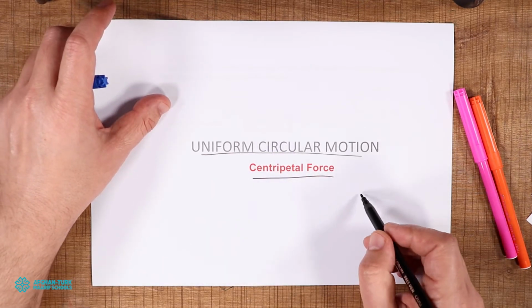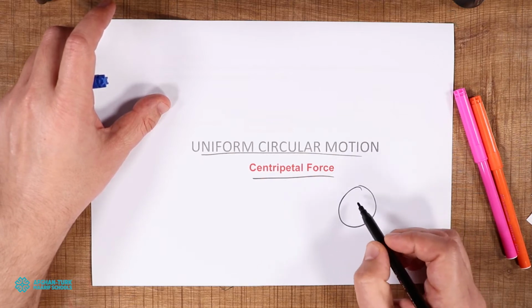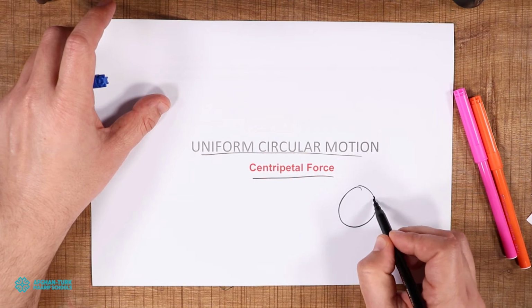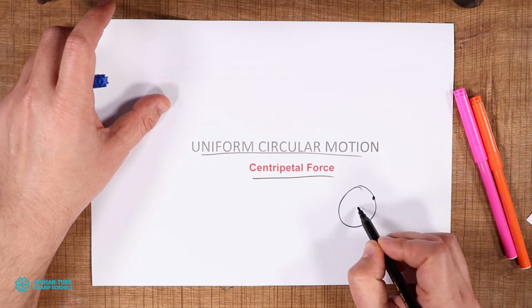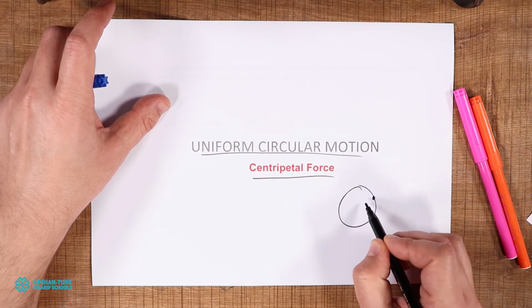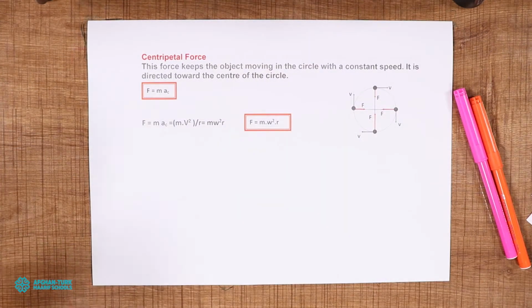And centripetal force: when an object covers a circular path, there is something acting on the object to keep it in this circular path. This force that keeps the object in a circular path is called centripetal force. Let's see the definition of centripetal force.